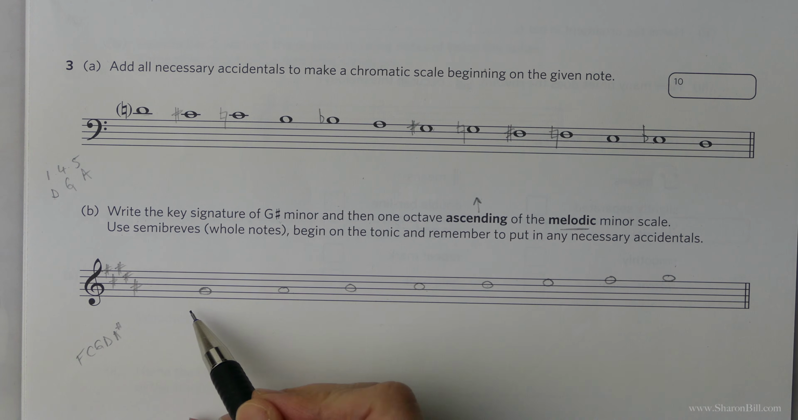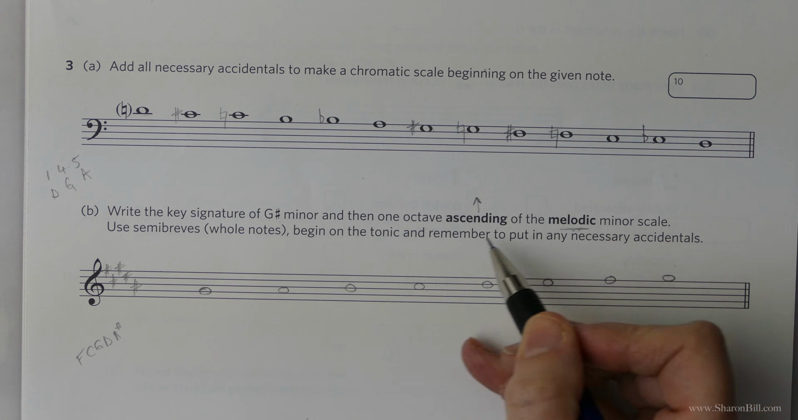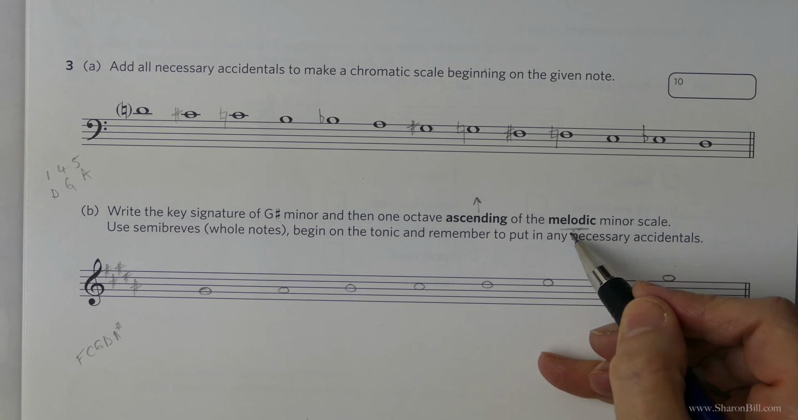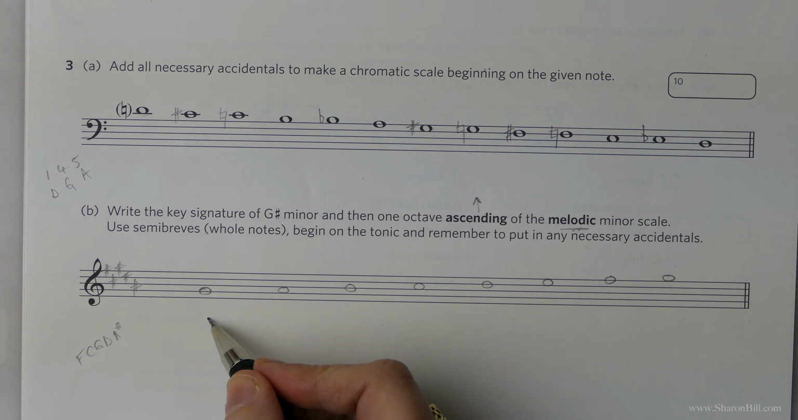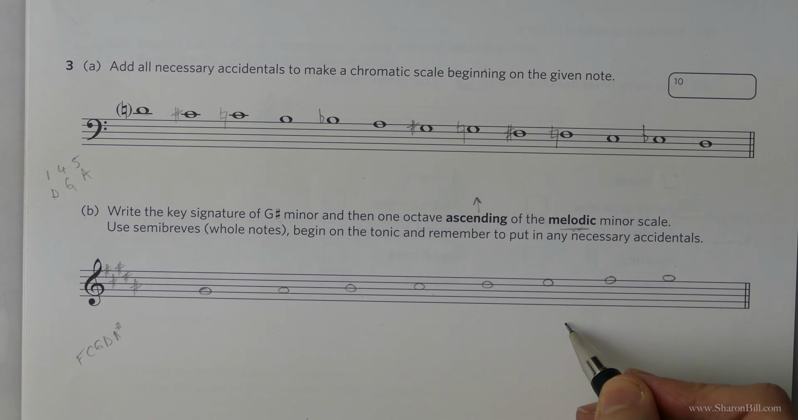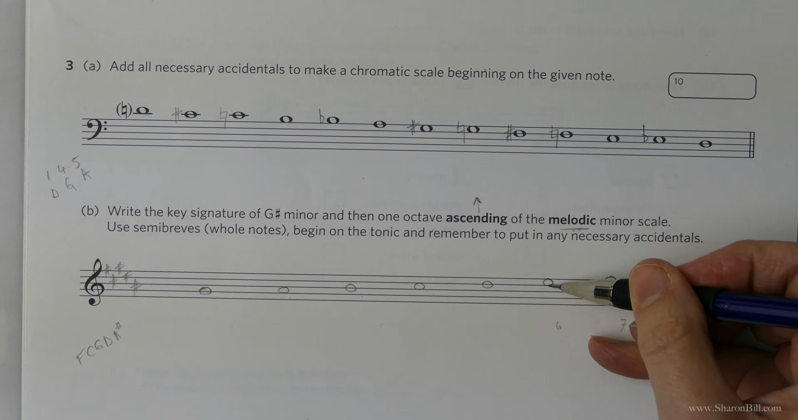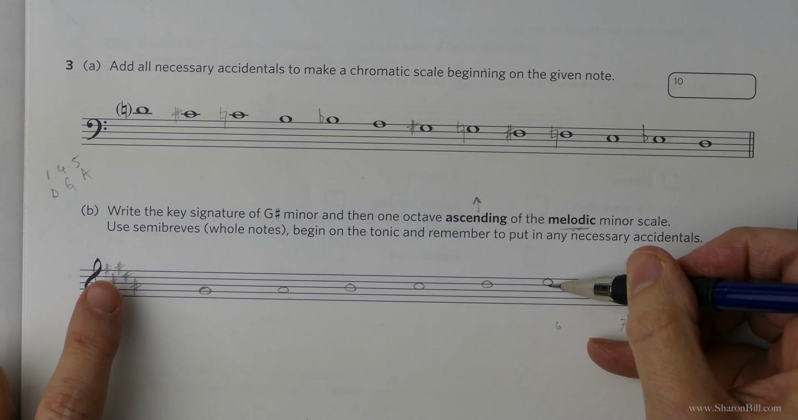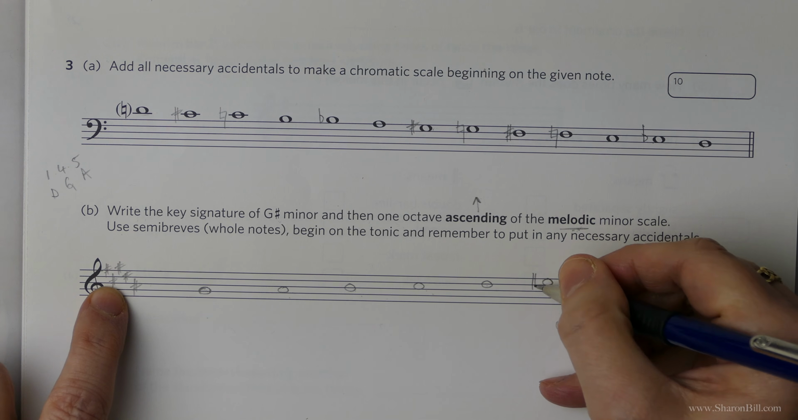So we've got the key signature, we've got the scale in place, but now we need to make it the melodic minor. And as we're going up, the ascending version of the melodic minor has a raised 6th and 7th. So 1, 2, 3, 4, 5. Here's the 6th, here's the 7th. So at the moment, this E is an E natural. The key signature doesn't affect that, so we need to raise that by adding a sharp sign.